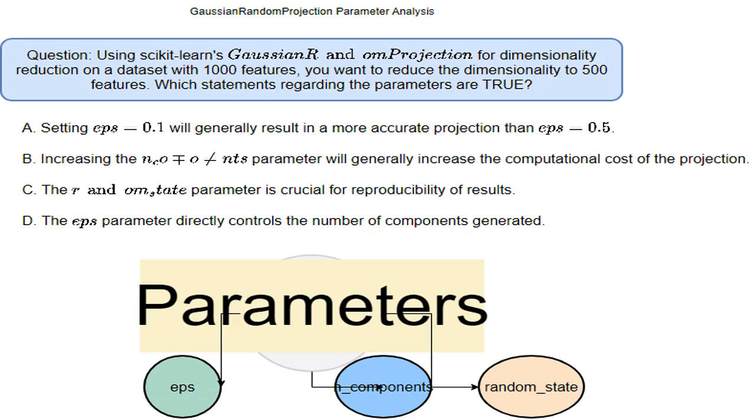I'm focusing on the parameters of scikit-learn's GaussianRandomProjection for dimensionality reduction. These parameters control how the algorithm works and the quality of its output. We'll explore each one to understand their effects.